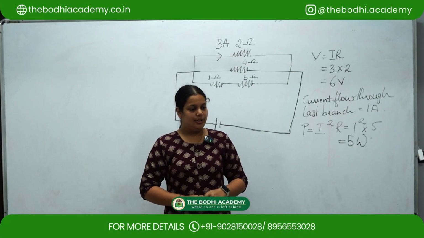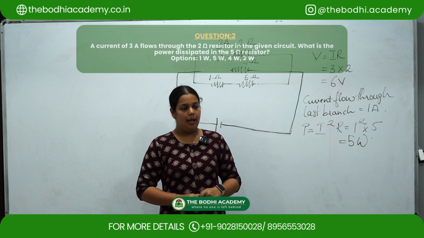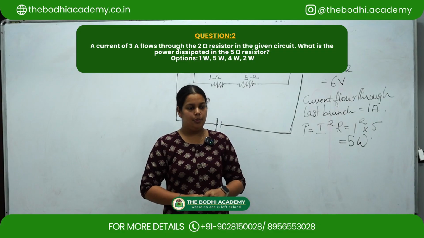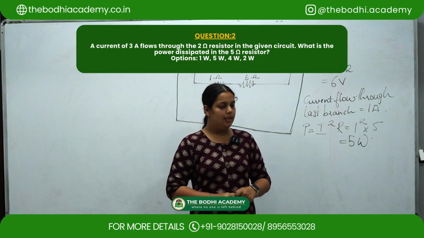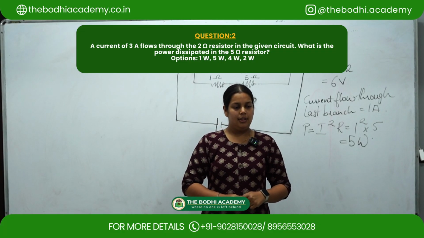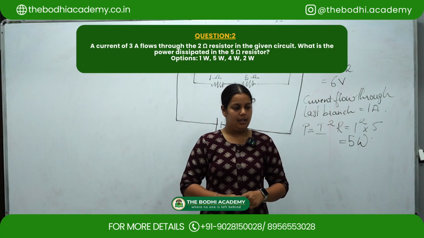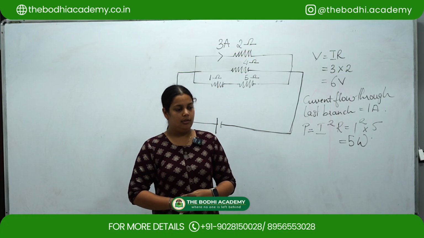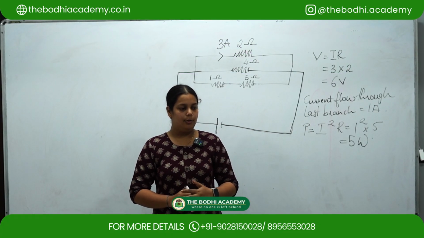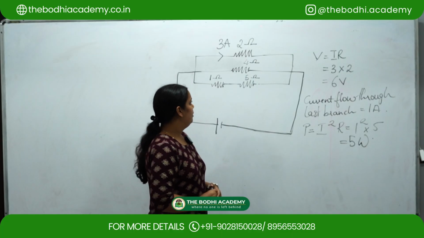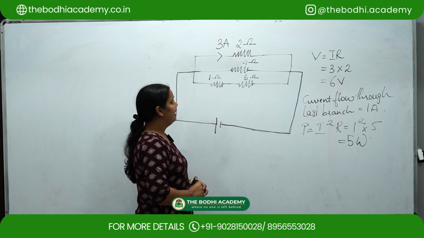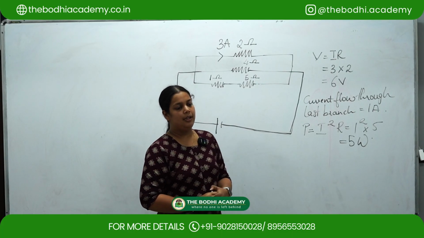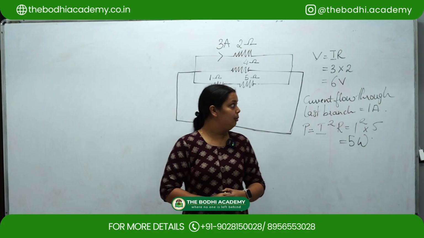Coming to the next question, a current of 3 amperes flows through the 2 ohm resistor shown in the circuit. The power dissipated in the 5 ohm resistor is: the options are 1 watt, 5 watt, 4 watt and 2 watts. In the circuit we have 3 resistors and we are asked the power dissipated in the 5 ohm resistor.